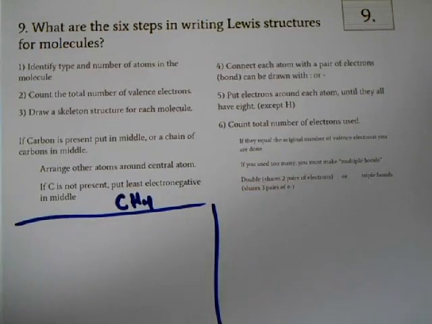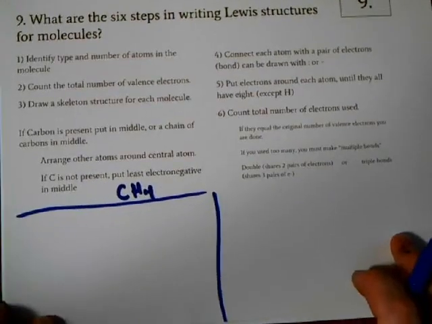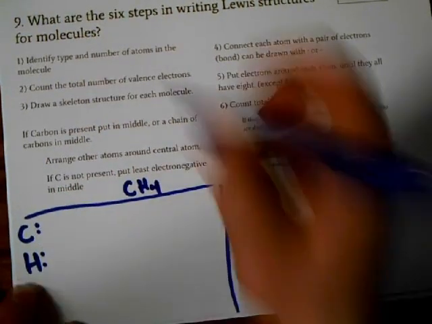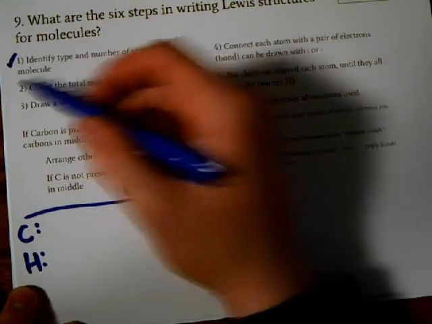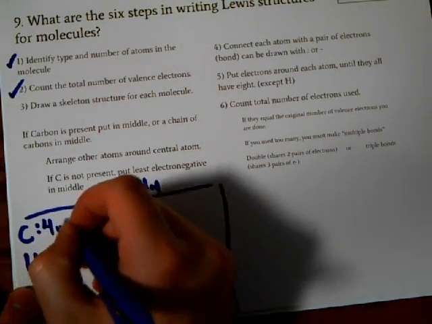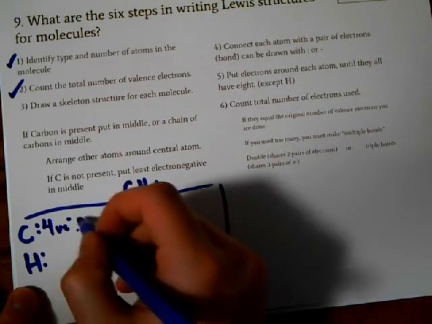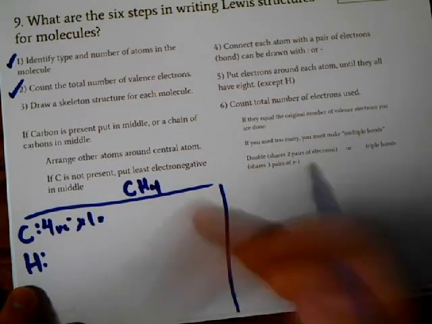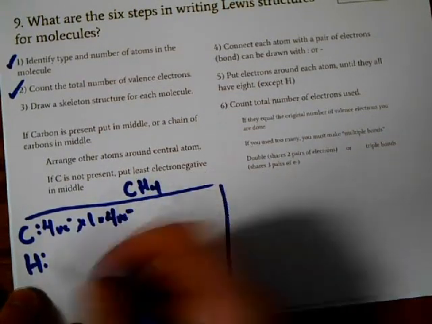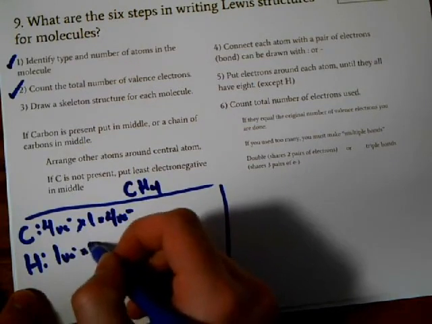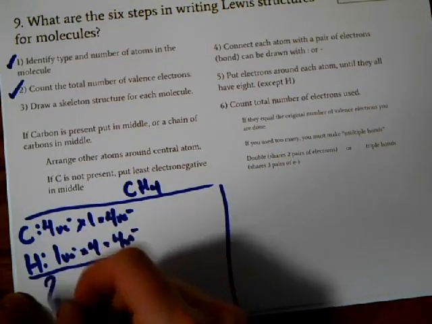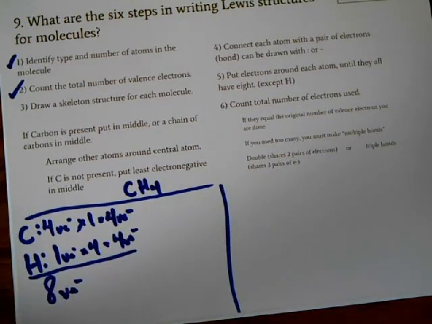So that's 1 carbon and 4 hydrogens. What we have to do first is identify the type and number of atoms in each molecule. So I have carbon and I have hydrogen. Step 2 is I need to count the total number of valence electrons. Well, carbon is in group 14, so it's going to have 4 valence electrons. And there's only 1 carbon in the whole formula, so I would take 4 times 1 to see how many total valence electrons I get to use, or dots to draw, and that's going to be a total of 4 valence electrons. Hydrogen has 1 valence electron, but there's 4 hydrogens in our formula, so that's going to be another 4 valence electrons, and my total is now going to be 8 valence electrons in total.